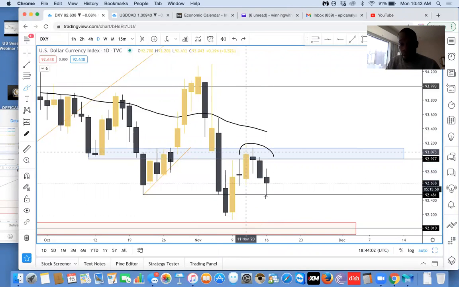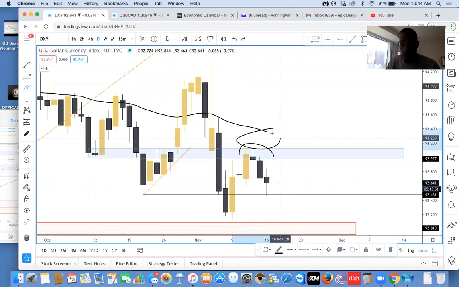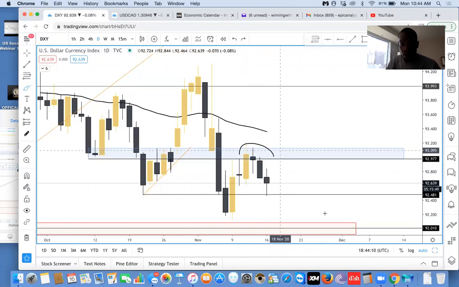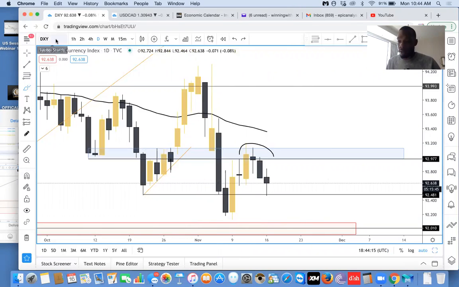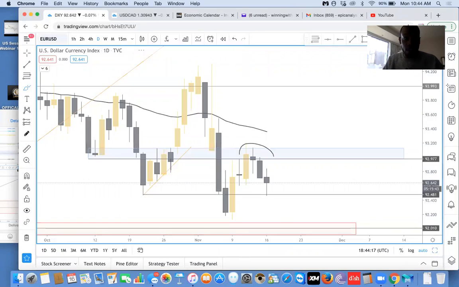And overall, even if it pushes up, if it fails to break above this region right here, then overall we're going to roll back over towards possibly 92 support for the dollar index. Okay, so with that, now let's look at Euro USD.